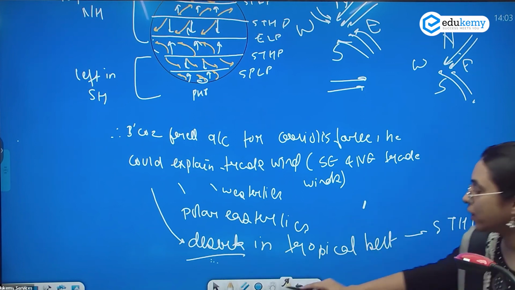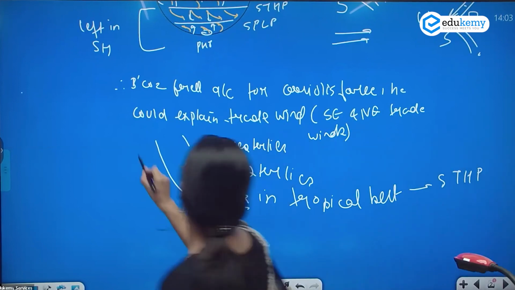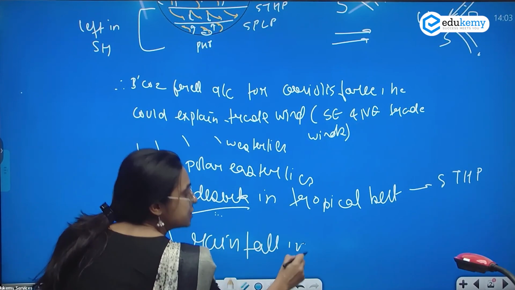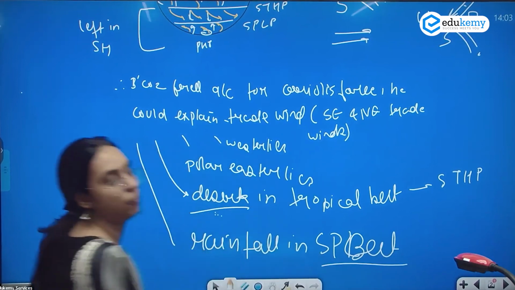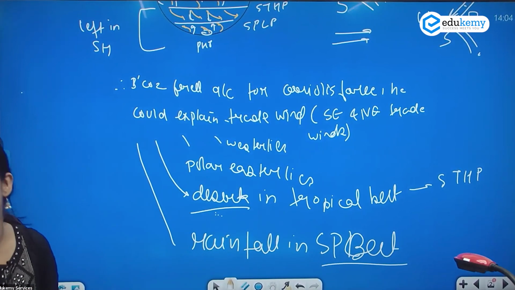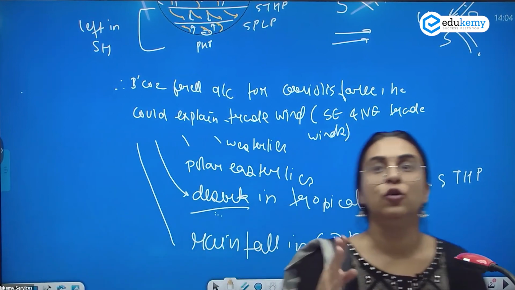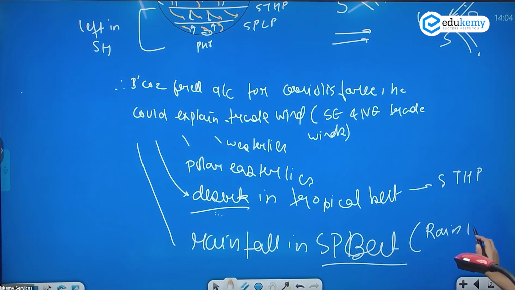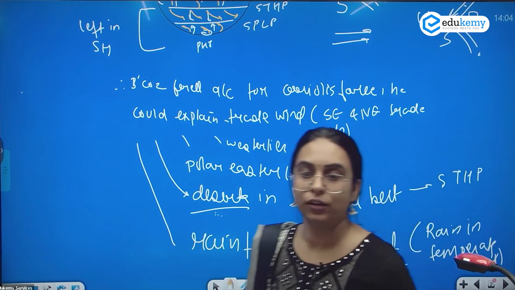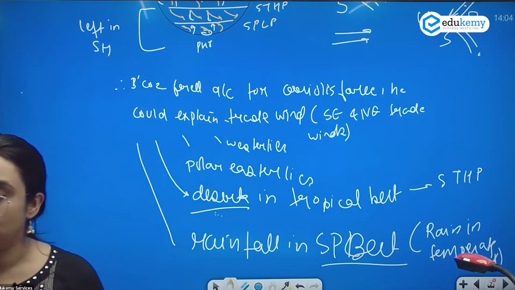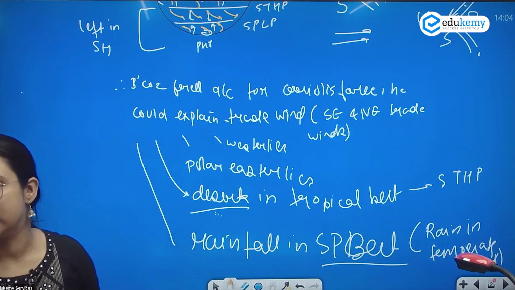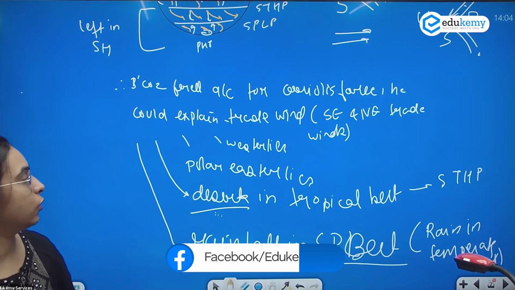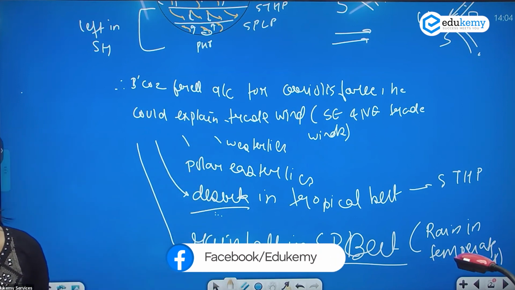And he could also explain why there is rainfall in the subpolar belt. Because subpolar belt पे क्या है? Low pressure, right? Dynamically induced low pressure. Therefore, it could explain the rain in the temperate belt. European region, Britain region, you have a lot of rain there. Okay, this is what he could explain. So he could explain all these three, deserts in the tropical belt and the rainfall in the subpolar belt.